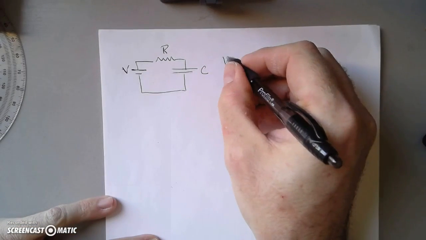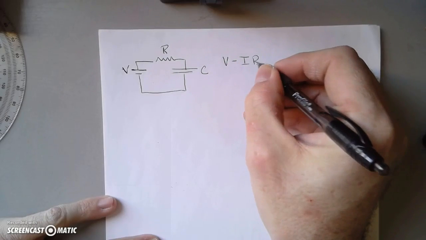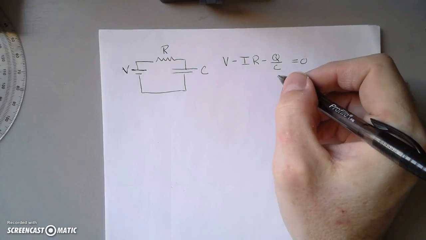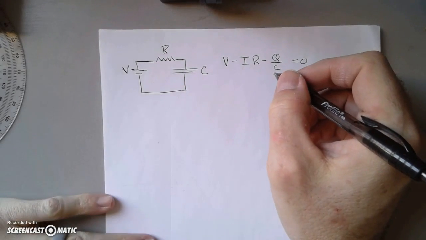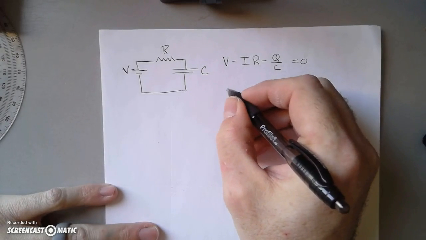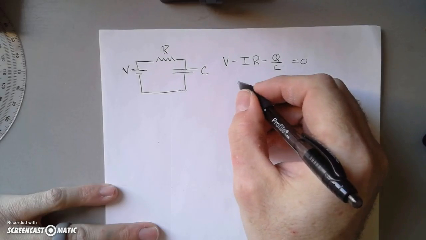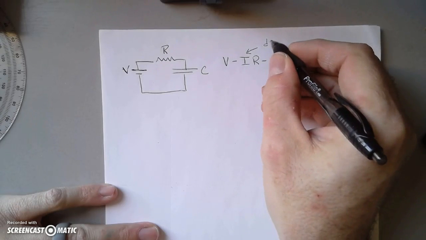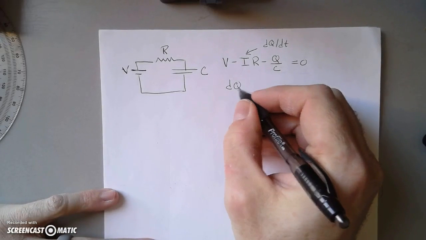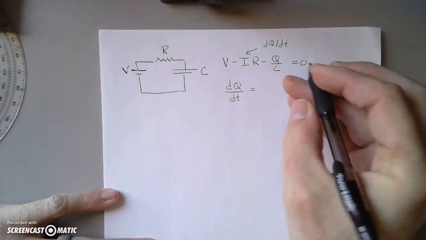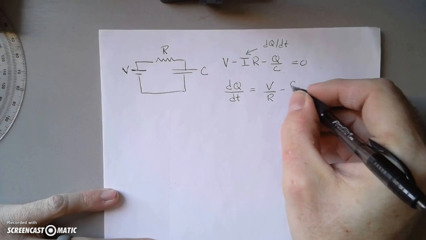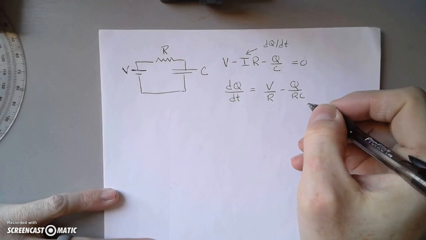And the equation is still V minus I R minus Q over C equals 0. And we're just not going to substitute values in there now. So let's rearrange this again. We're still going to think of I as dq dt. So we're going to have dq dt equals V over R minus Q over RC.